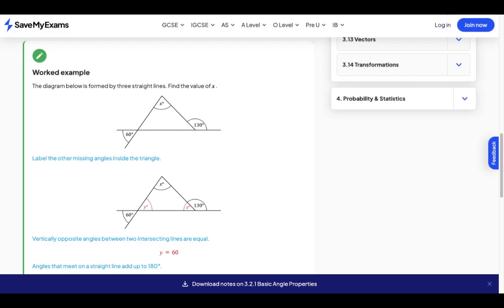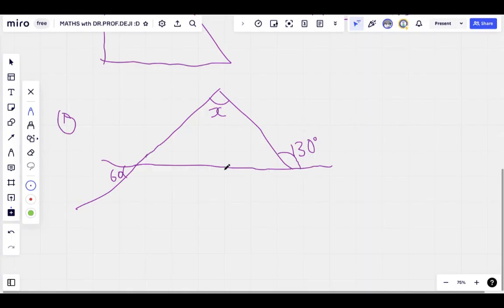The first thing for us to do is to see that this is a straight line. We can call the other angle y. Angle on a straight line is 180 degrees. So I will say y plus 130 is equal to 180, because angles on a straight line sum up to 180 degrees.